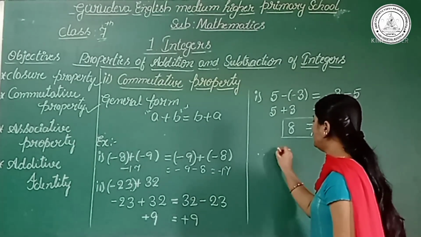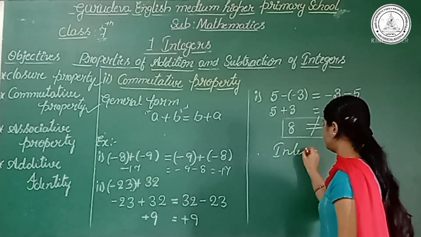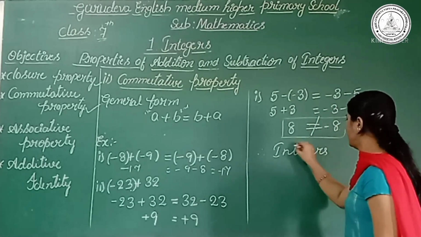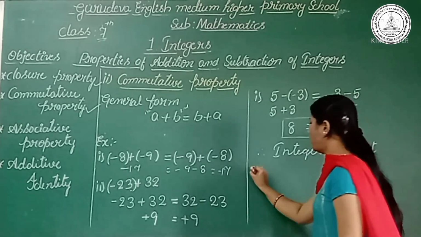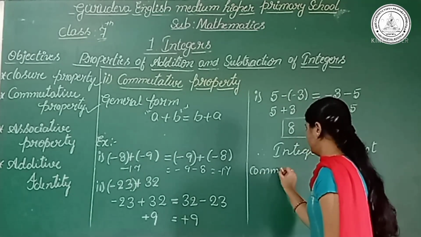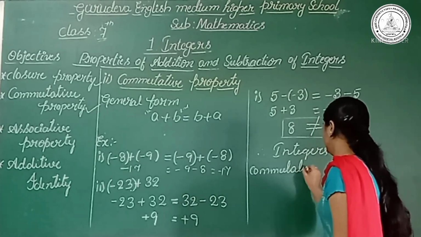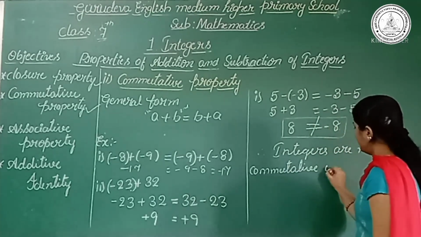Therefore, write down: integers are not commutative under subtraction.